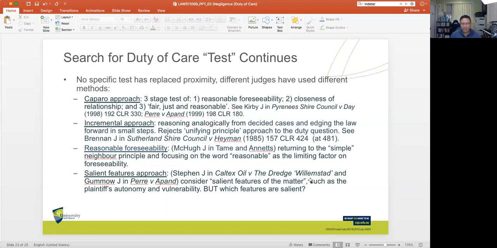There's also been the salient features approach, and what the courts do in the salient features approach is to identify the salient features that matter, the features which are glaring, the features which can really be highlighted. Part of the salient features that can be considered would be the plaintiff's autonomy and the ability of the plaintiff to take care of himself, make decisions for himself, and make sure that he or she doesn't suffer injury, as well as the vulnerability of the plaintiff. But that leads to questions: what exactly are the features that should be considered salient?